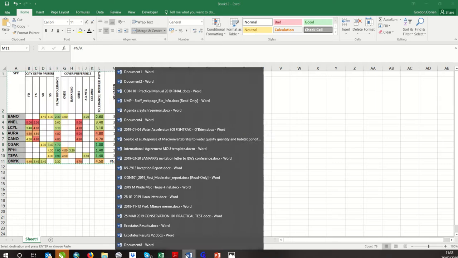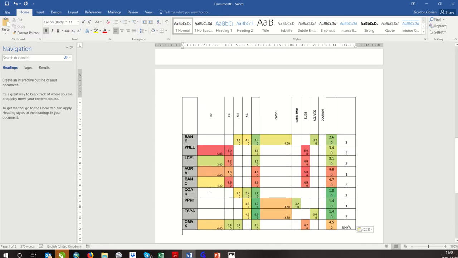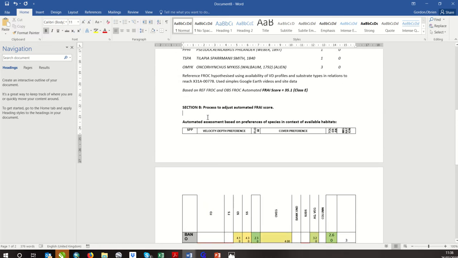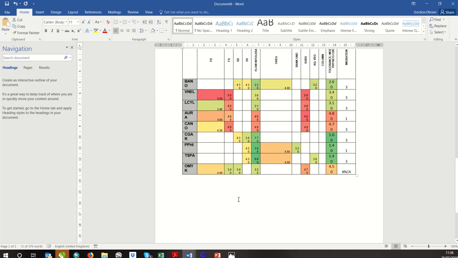Okay, so what I've done is I've quickly neatened up that table, and then I'm going to say automated assessment based on preferences of species and in context of available habitats. And there's my table. Just the next page, just so we can talk about it now. Okay, there's my table.